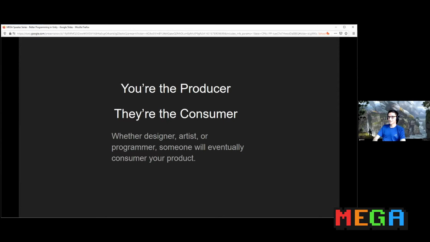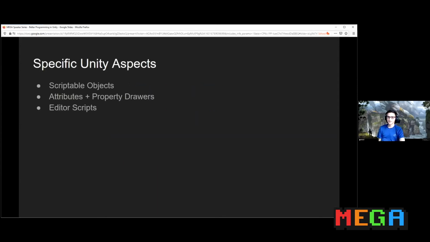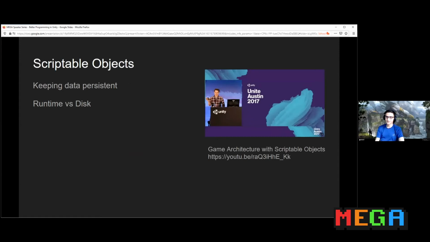So this is where I can get into more specific Unity stuff. Such as scriptable objects, you have attributes, which is related to property drawers because they're kind of doing the same thing, kind of. And then editor scripts, which are basically just one higher level above attributes. So scriptable objects. A lot of what I'm going to talk about right now and a lot of what I know came from this guy. He is a god tier programmer, but pretty much he has a Unity conference talk about scriptable objects. And the whole idea of them is keeping data persistent.